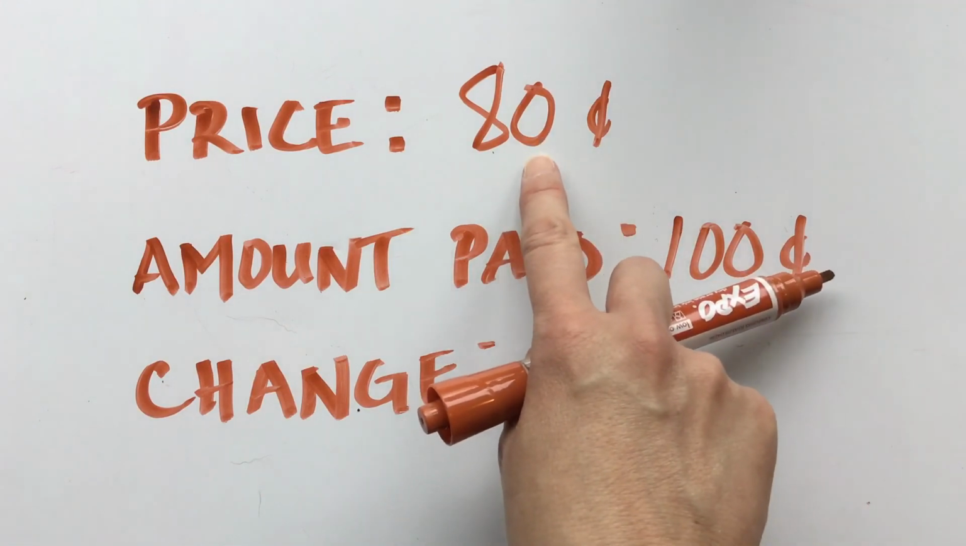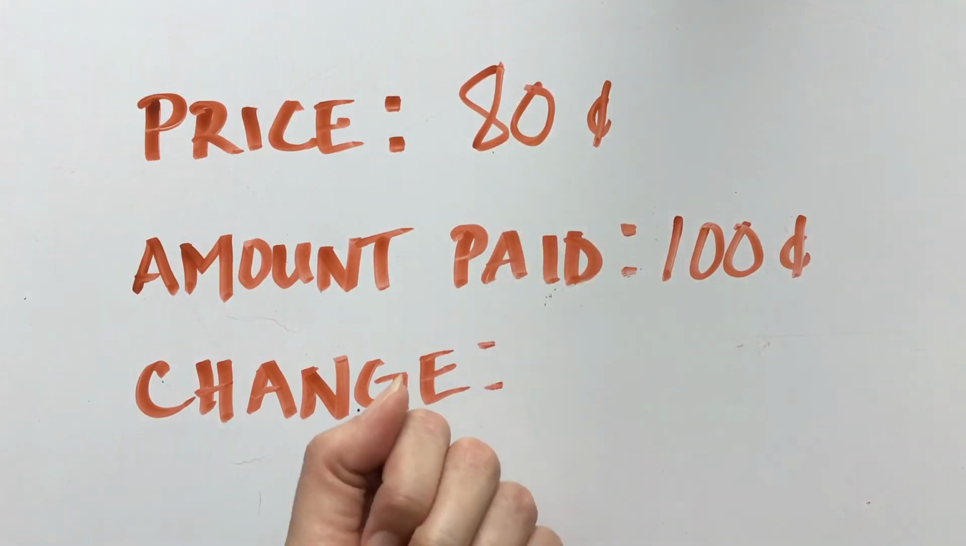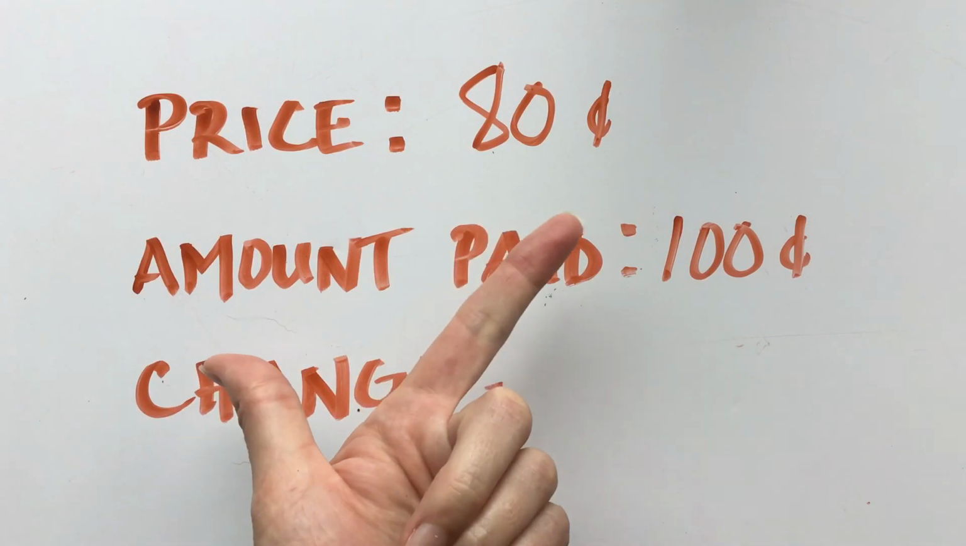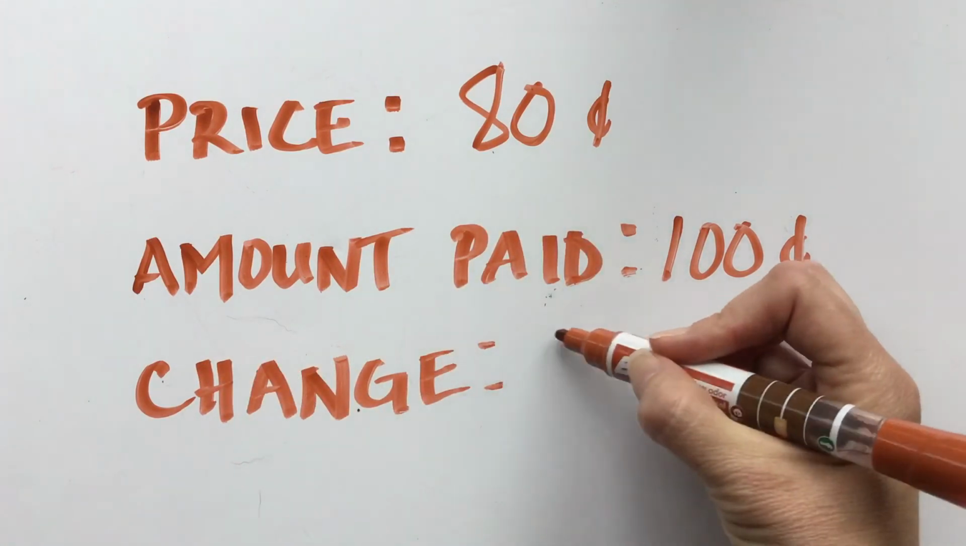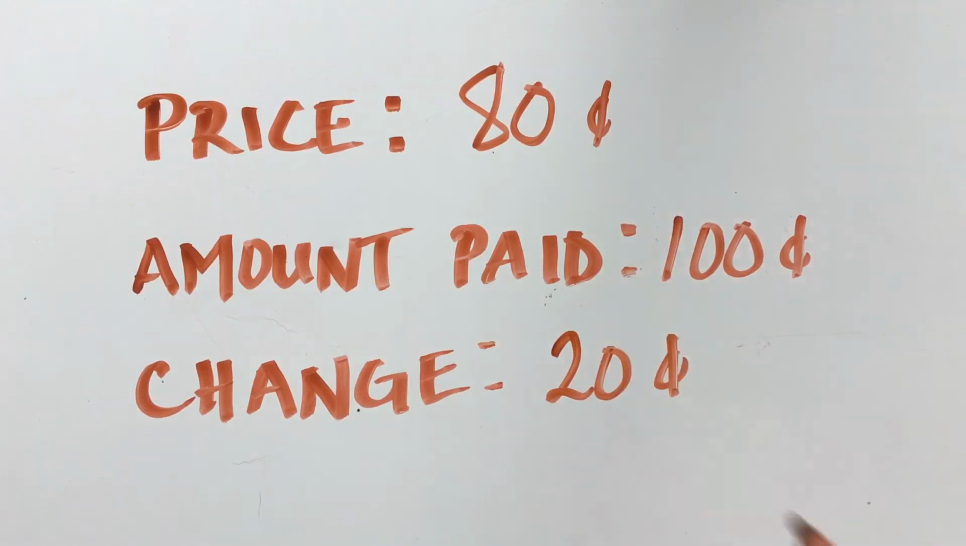So I'm going to count on, because I like to do that in my head. 80's in my head, 90, 100. I counted by 10 2 times. 10, 20. My change is 20 cents.